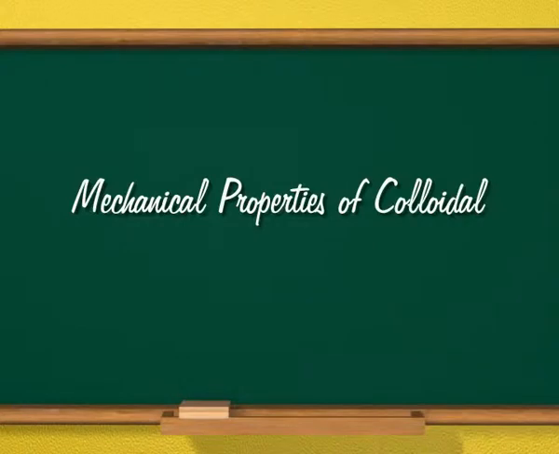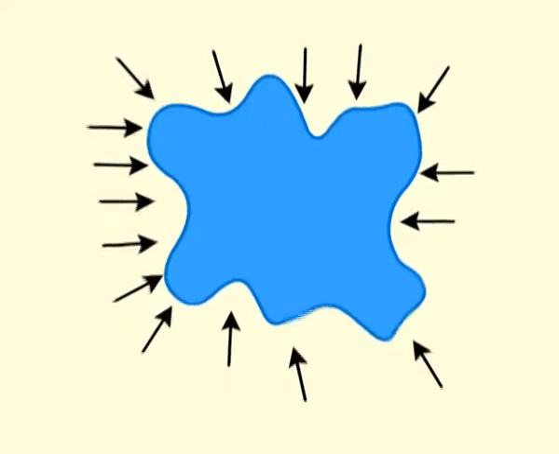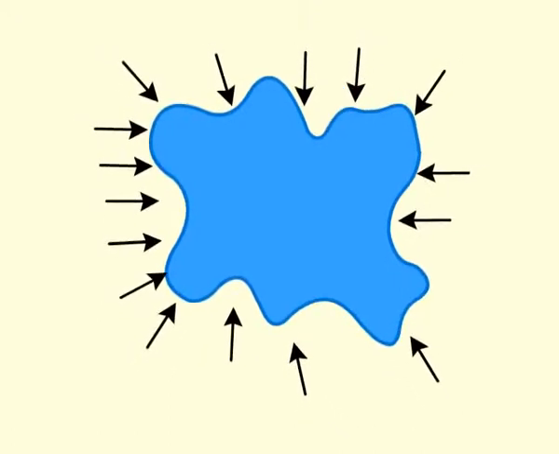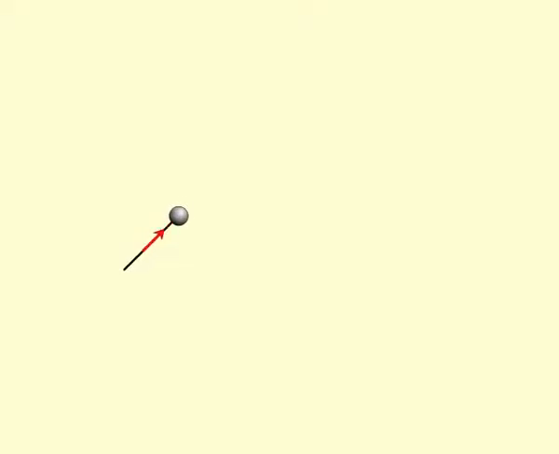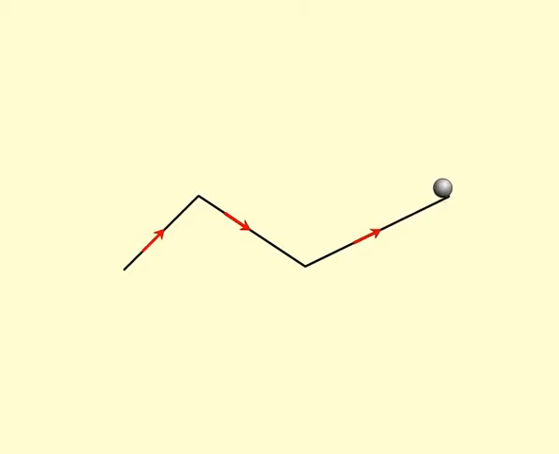Let us now discuss about mechanical properties of colloidal solutions. In mechanical properties, let us first discuss about Brownian movement. Colloidal particles present in a colloidal solution exhibit a very important property called Brownian movement. When a colloidal solution is viewed under an ultra microscope, the colloidal particles are seen continuously moving in a zigzag path. The property was discovered by a botanist, Robert Brown, in 1827.